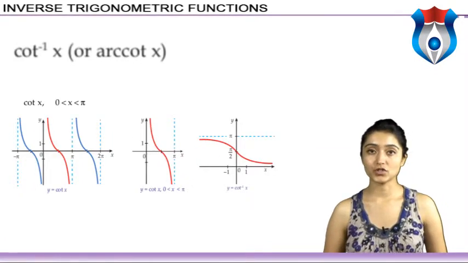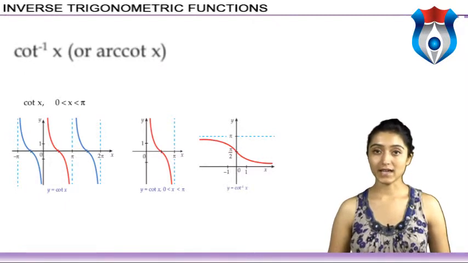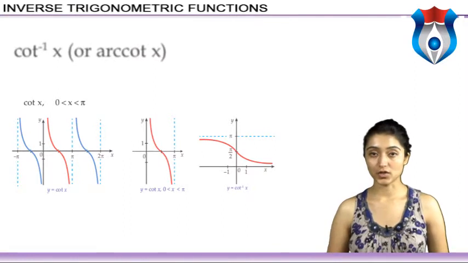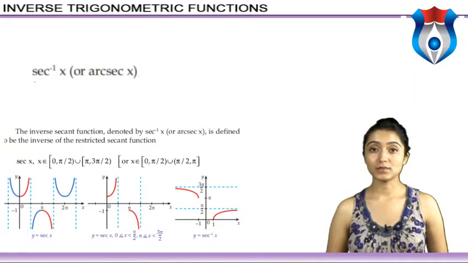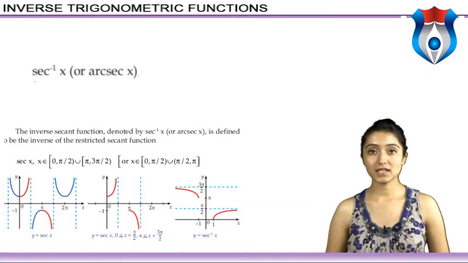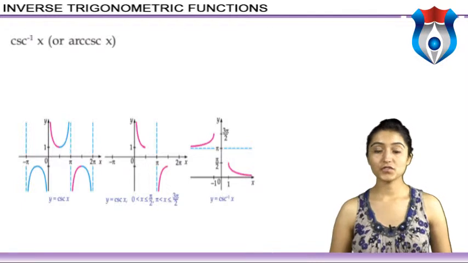The inverse cotangent function, denoted by cot inverse x or arc cot x, is defined to be the inverse of the restricted cotangent function. The inverse secant function, denoted by sec inverse x or arc sec x, is defined to be the inverse of the restricted secant function. The inverse cosecant function, denoted by cosec inverse x or arc csc x, is defined to be the inverse of the restricted cosecant function.